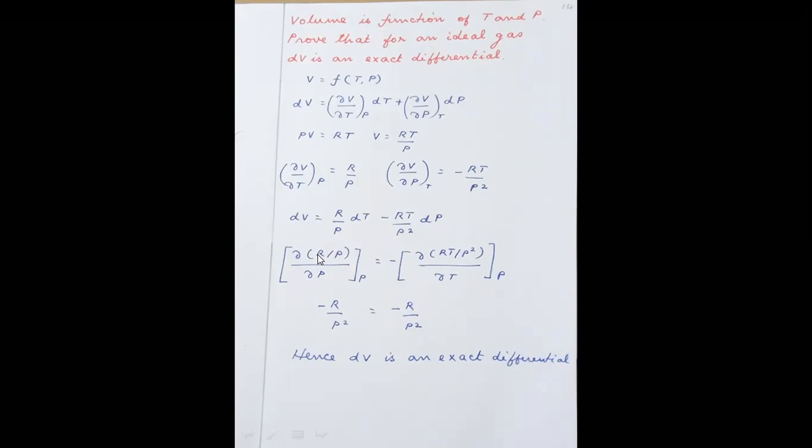You do this: ∂(R/P)/∂P at constant temperature, sorry, this should be constant temperature, and ∂(RT/P²)/∂T at constant pressure. On the left hand side, you get minus R by P square. On the right hand side, you also get minus R by P square. So both these things are equal and they satisfy the Euler reciprocity. As this function satisfies Euler reciprocity, the volume change is an exact differential. So the volume change during the expansion of an ideal gas, as a function of temperature or pressure, is an exact differential.